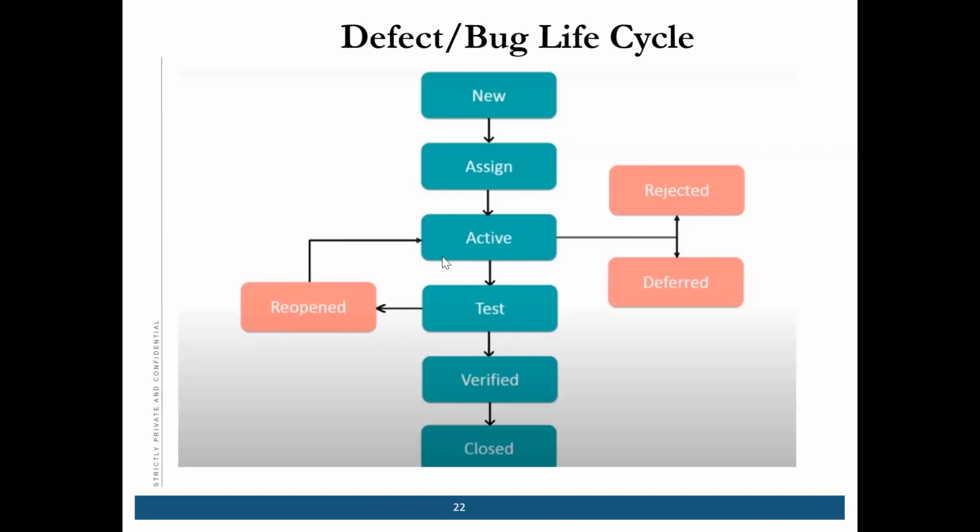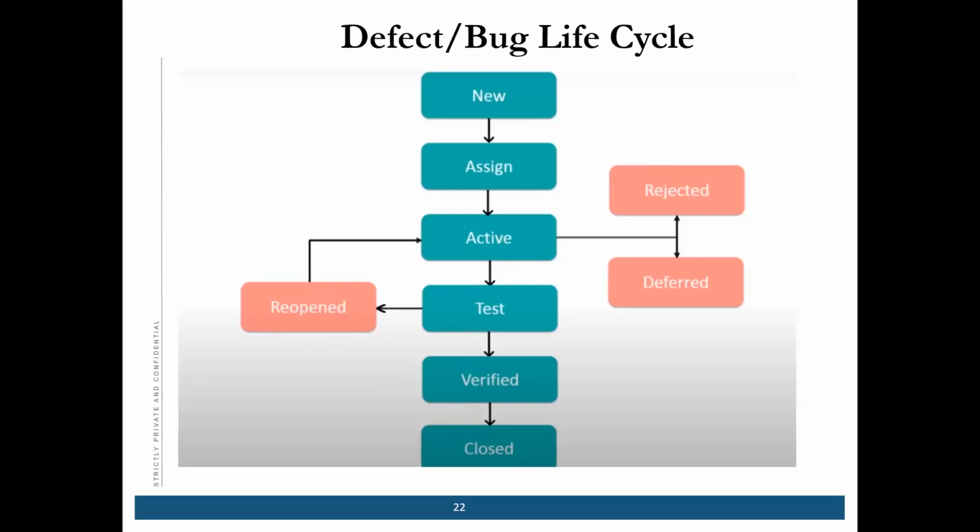If you are able to reproduce that defect again, sometimes it happens also, so we have to test it properly. Once it is fixed, it will come back to the tester, and then it will be verified. If it is verified, then it will be closed. Otherwise, it will be reopened and again assigned to the developer, correct?